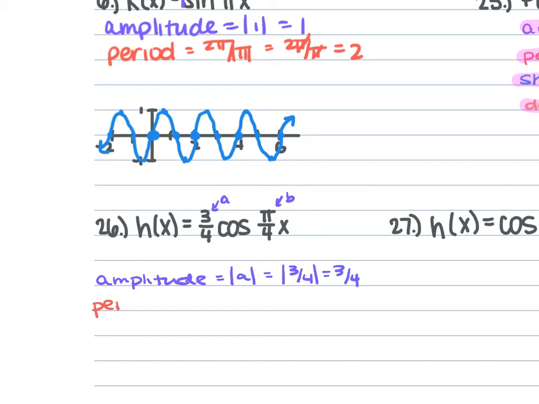Our period is 2 pi over the absolute value of b, so that's 2 pi over the absolute value of pi over 4. So 2 pi over 1 times the reciprocal, that's 4 over pi. So those pi's are going to cancel, and 2 times 4 is 8. Other than that, we do not have a phase shift nor a vertical shift, so we just need to represent that our amplitude is 3/4 and our period is 8.